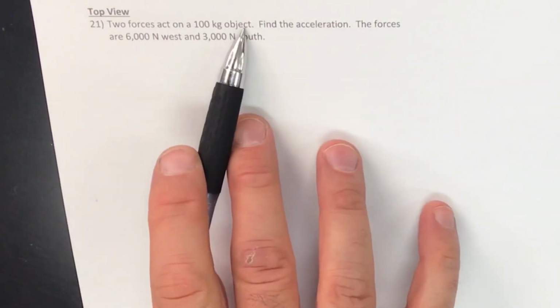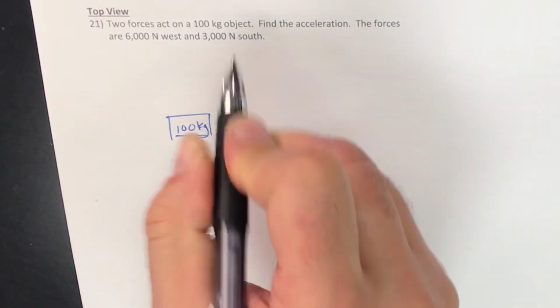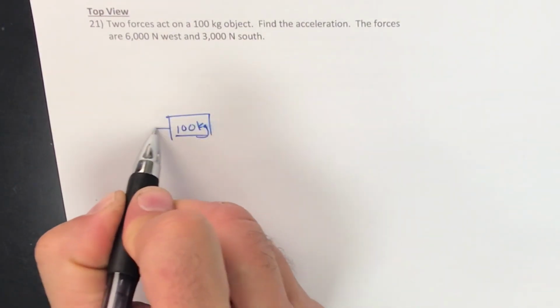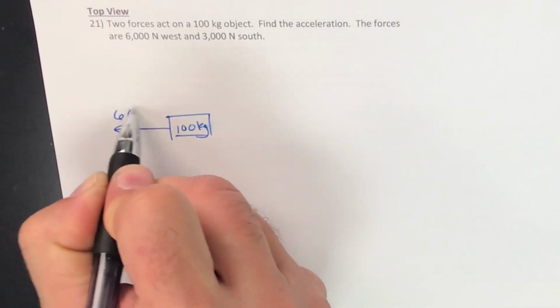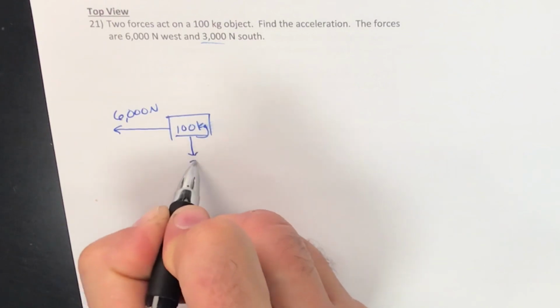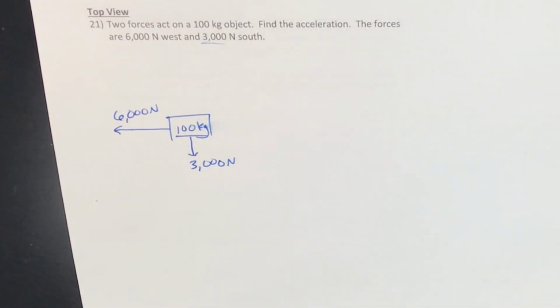Top view, we're looking at the thing from the top. Two forces act on a 100 kilogram object. Here is the 100 kilogram object. Find the acceleration. Forces are 6,000 newtons west, and 3,000 newtons south. All right, so net force equals mass times acceleration, correct?